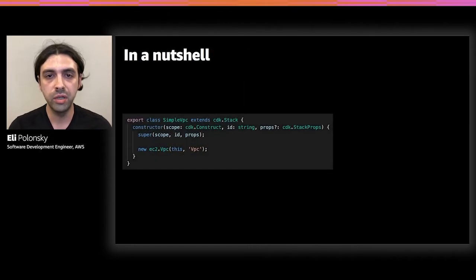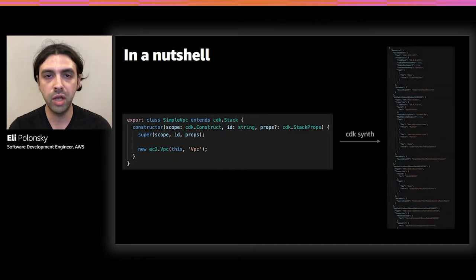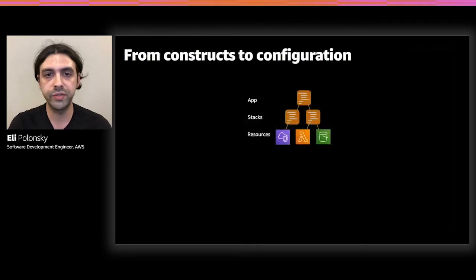In a nutshell, the AWS CDK lets you write code that describes your AWS resources. Here, I'm defining a VPC with just a single line of code. Under the hood, CDK will also define subnets, route tables, internet gateways, and all the necessary components that comprise a fully functional VPC. When I run CDK synth, a CloudFormation template is generated, which I can later use to provision the resources.